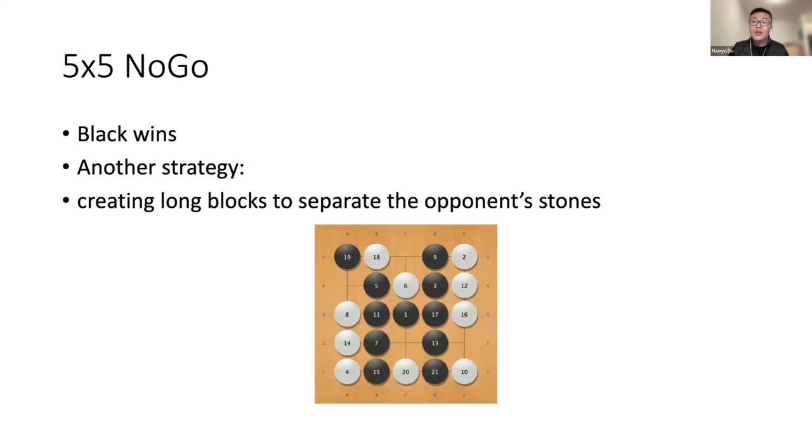So by looking into our solution, if you recall, we are weakly solving those games, so we actually had a database. We discovered another strategy, which is to create long blocks that separate the opponent's stones. Here you can see an example. The long string of black stones in the middle forms a single block, and it separates the white player's stones.